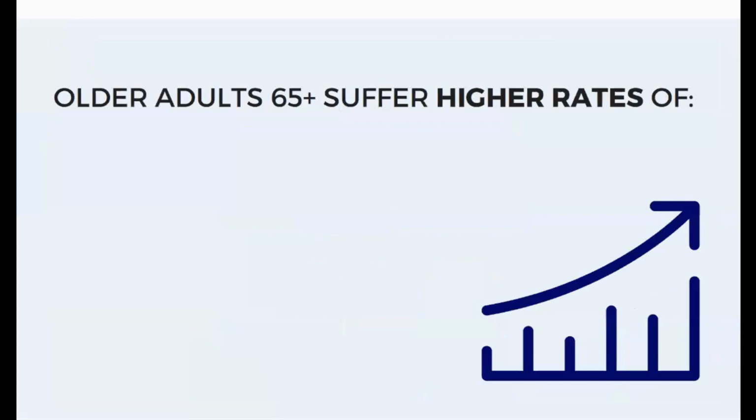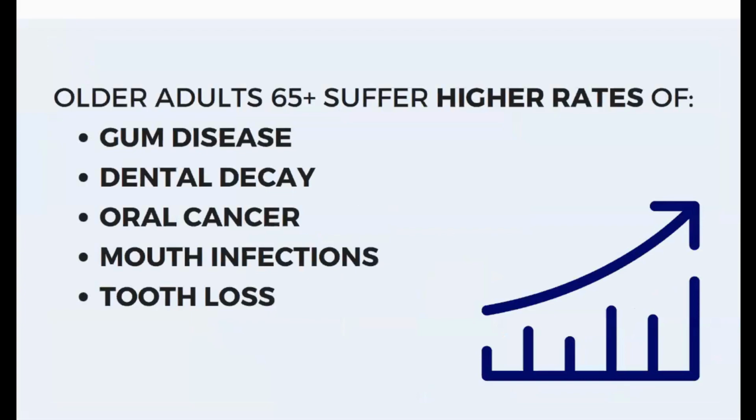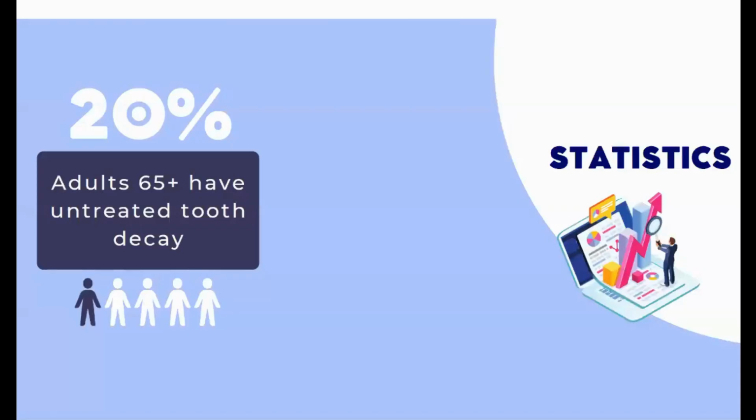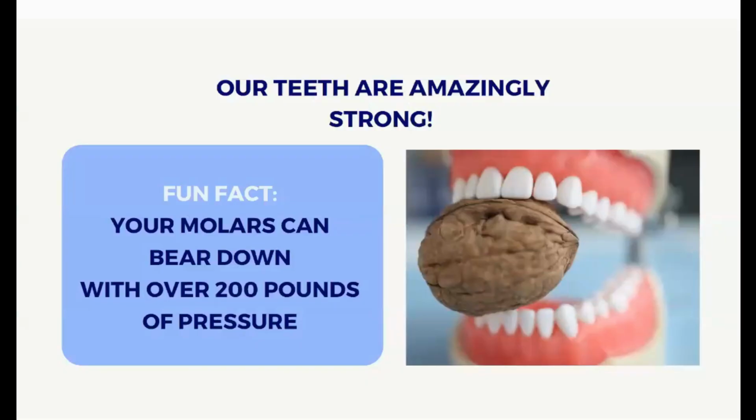So for instance, older adults 65 and up do suffer higher rates than any other age group of gum disease, of dental decay, of oral cancer, of mouth infections, and of tooth loss. In fact, 20% of adults 65 and up have been shown to have untreated tooth decay, while about 68% of adults 65 and up have been shown to have gum disease. So as we can see from the stats, obviously oral health tends to get poorer with time and with age. And so let's talk about maybe some of the reasons why this is happening.